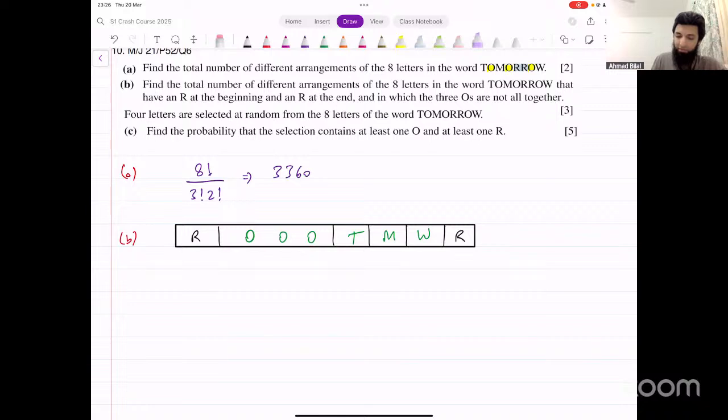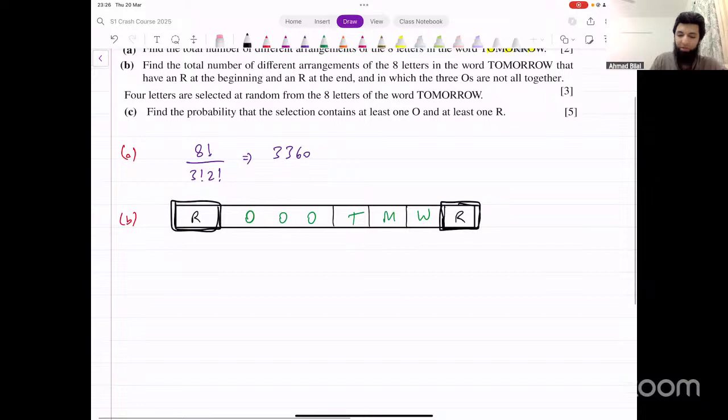So this box is fixed. That's not changing. This box is also fixed. That's also not changing. Okay, so we're not going to worry about them. Just focus on these. We have 4 boxes. In how many ways can we arrange them? 4 factorial ways. That's 24.